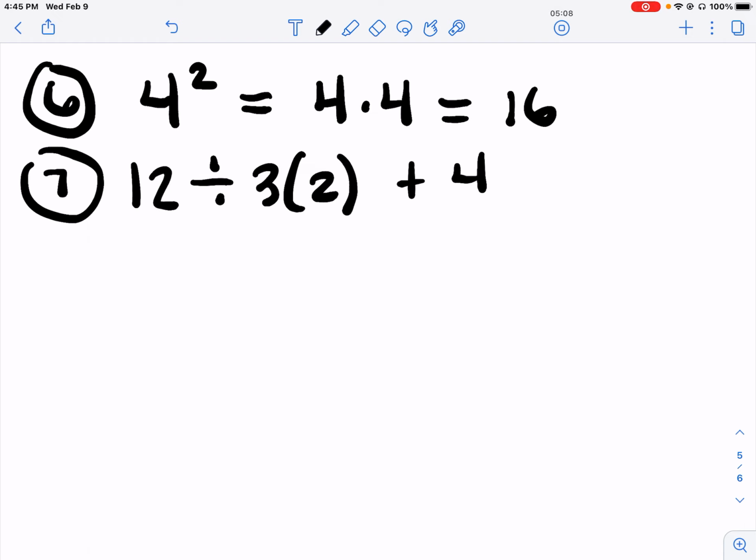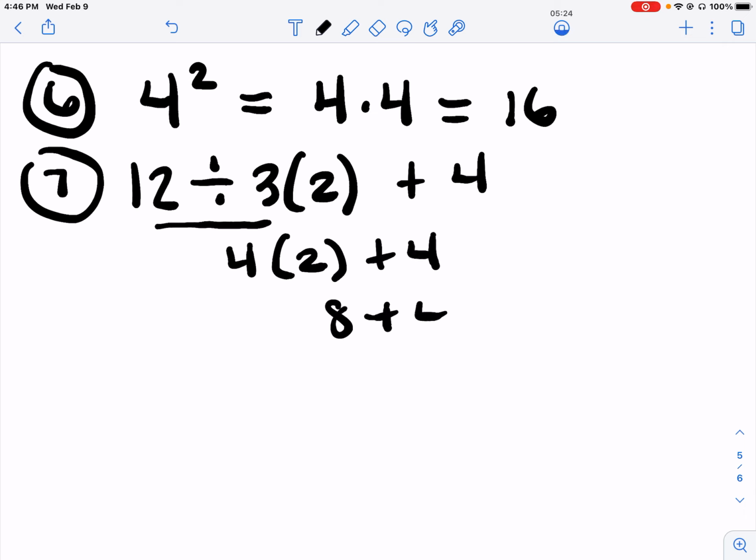Okay, we have parentheses, but that means multiply because there's nothing inside. Okay, so multiply and divide left to right. 12 divided by 3 is 4. 4 times 2 is 8. 8 plus 4 is 12.